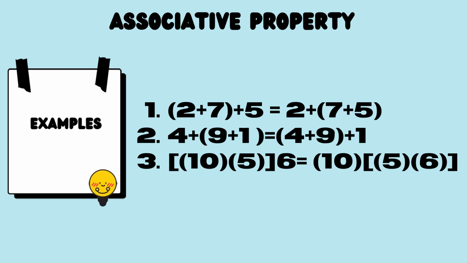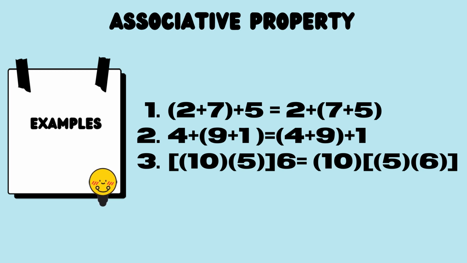For example, another one: 4 added to the sum of 9 and 1. So 4 and 10 is 14. On the other side, you add the sum of 4 and 9 to 1. So 4 and 9 is 13, plus 1 becomes 14. So they are just the same. Regrouping. For number 3, you have 10 and 5. You multiply first before you multiply to 6. So 50 and 6 becomes 300. On the other side, you multiply 10 to the product of 5 and 6. Multiply 5 and 6, that's 30, times 10 is 300. So 300, same as 300.